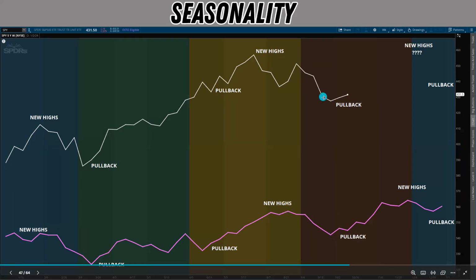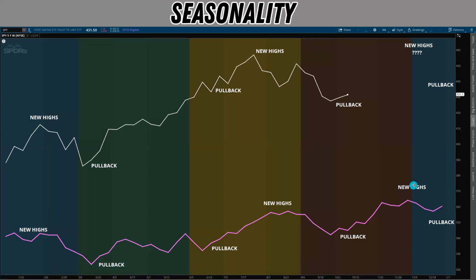As you can see, we've pretty much bottomed right around in the same area, and we're going to see if we actually can make new highs heading into the end of the year. This would put the S&P 500 closer to its all-time highs, if not potentially even exceeding them, okay?